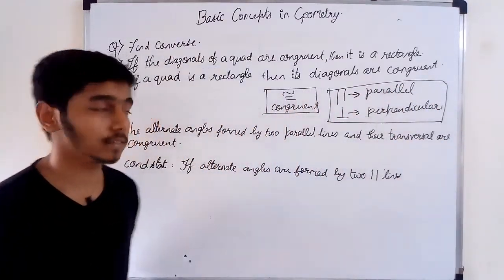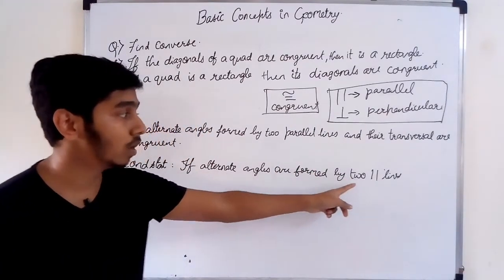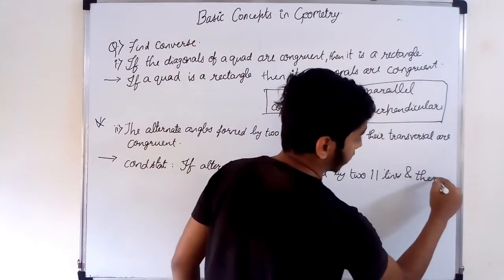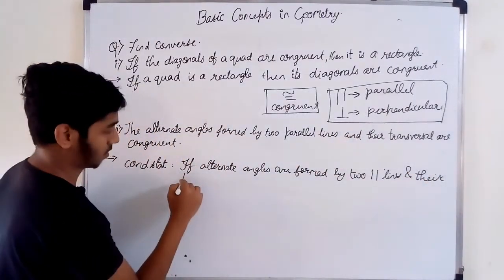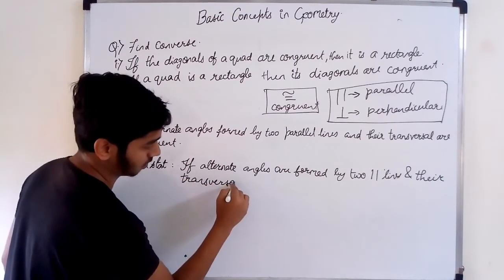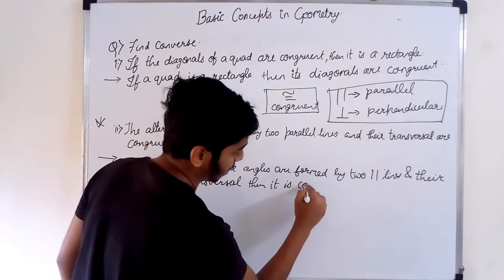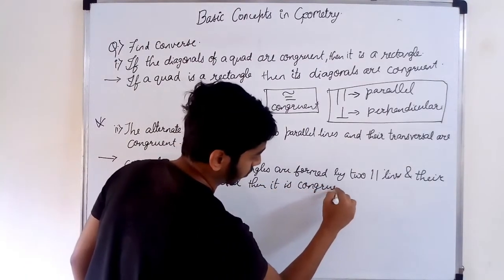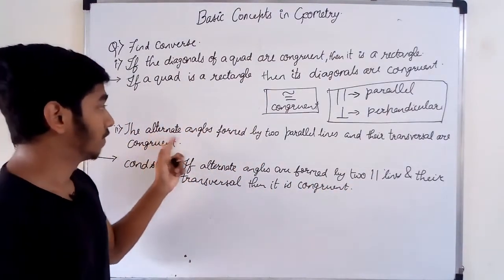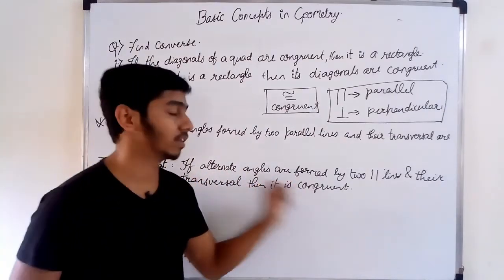I want you to remember this. So what are we doing? If alternate angles are formed by two parallel lines and their transversal, then they are congruent. So we took the first part after if and then the last part after then.